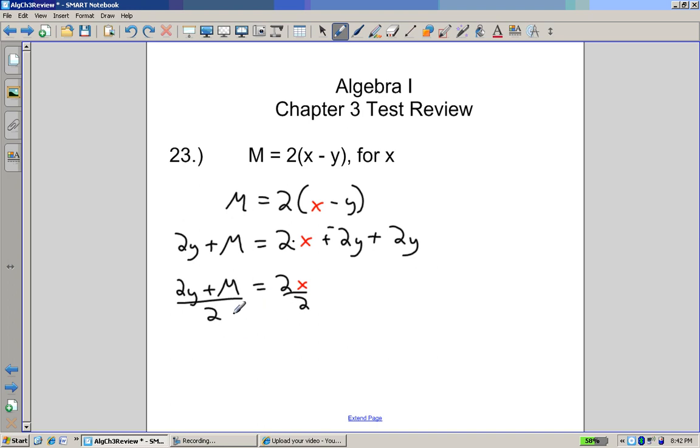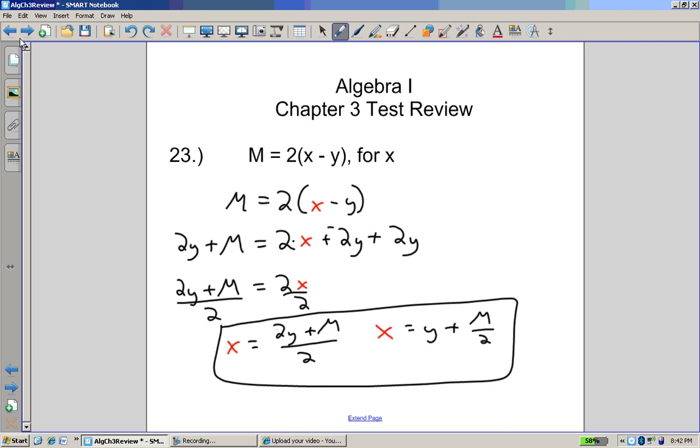And there are several forms of this corrected answer. As we see here, I'm just going to flip it, symmetric property of equality: X equals 2Y plus M divided by 2. We could also divide through, distribute that. Get X equals, distribute that, 2Y divided by 2 would just simply be Y plus M divided by 2.